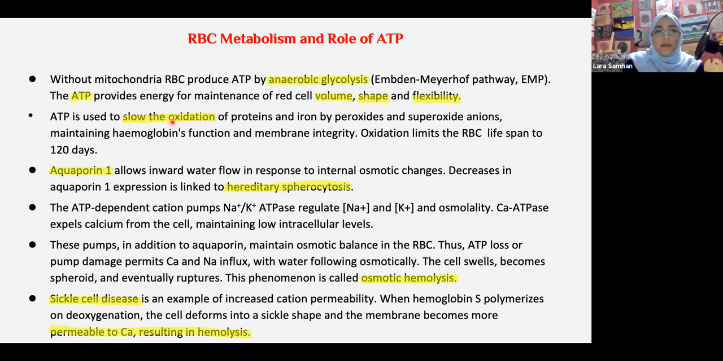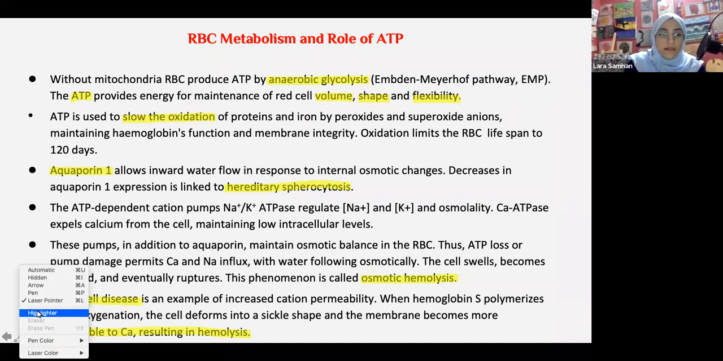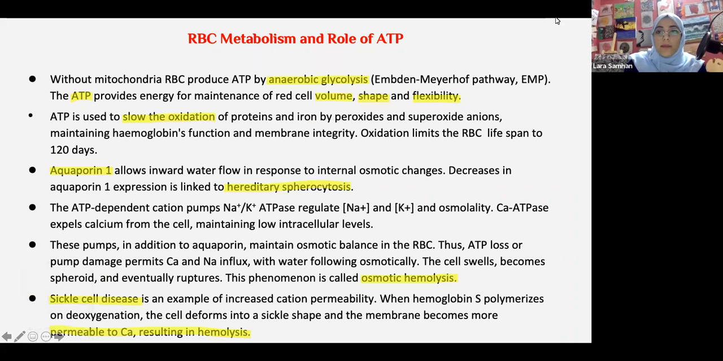If any oxidation happens to the RBC, this is considered abnormal. Why? Because oxidation makes the RBC non-functional and leads to more free radicals, which might end up causing hemolysis of the RBC and the formation of a clot, which can lead to ischemia of the organs. So the ATP produced by the anaerobic glycolysis pathway is important for maintaining the volume, the shape, and the flexibility of the RBC, which is responsible for perfusing the organs with oxygen, which is vital.